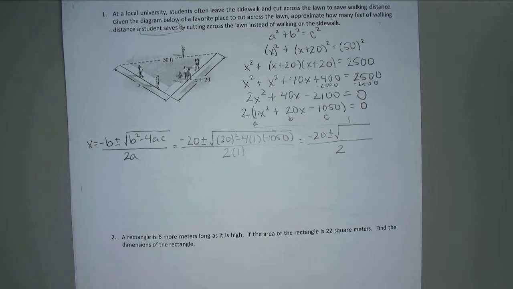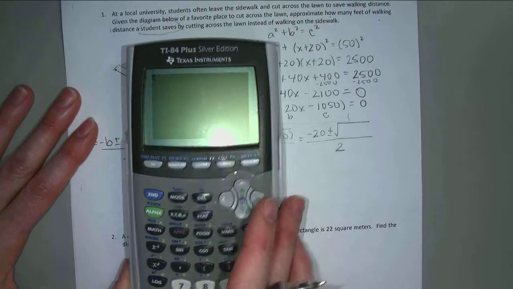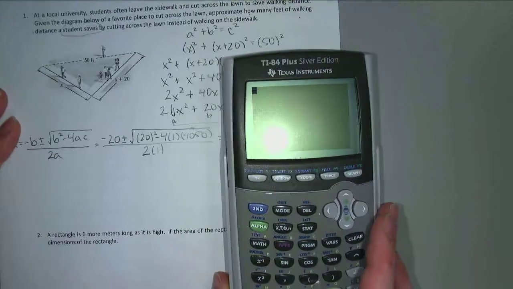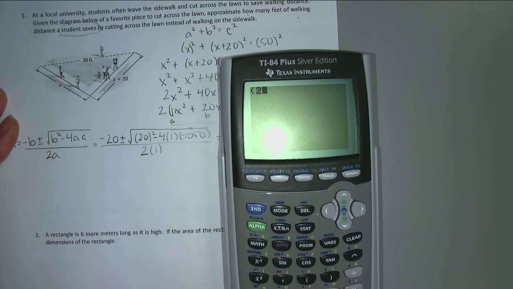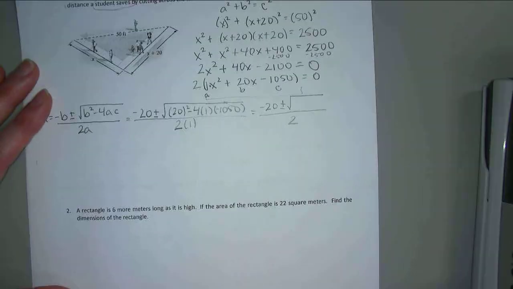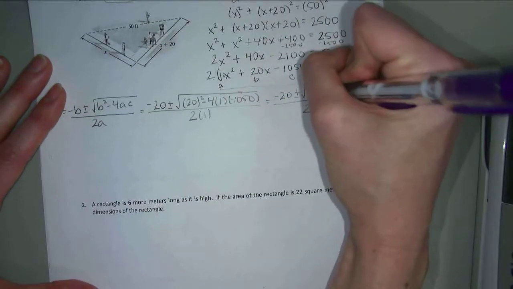So in our calculator, even though it's kind of bigger numbers, that's okay. In our calculator, what we're going to do, guys, is type it exactly how we see it. Okay. So I'm going to do 20 squared minus 4 times 1 times negative 1050. Do you guys get a positive 4,600? Yes. Does that look okay? So I'm going to type 4,600 in here.